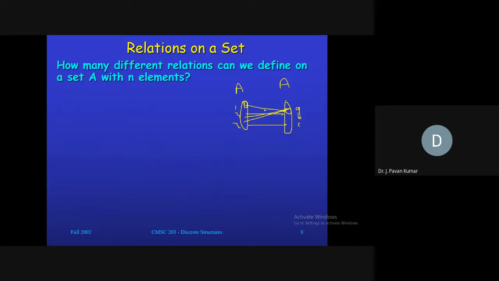Now, what is the relation definition? It is a subset of the Cartesian product. So how many relations can we have? This is a very, very important one. How many relations can we form from this Cartesian product with n elements? How many? Orally you say, please.